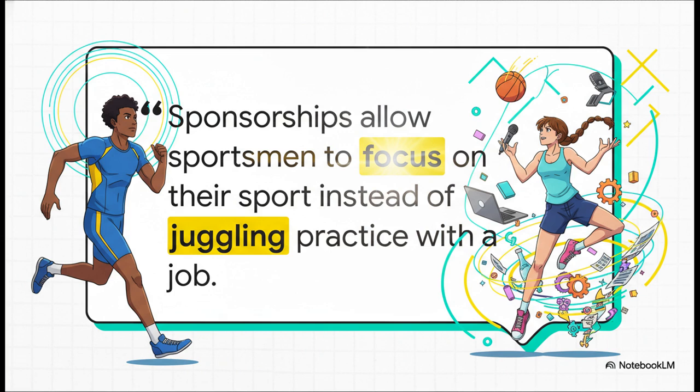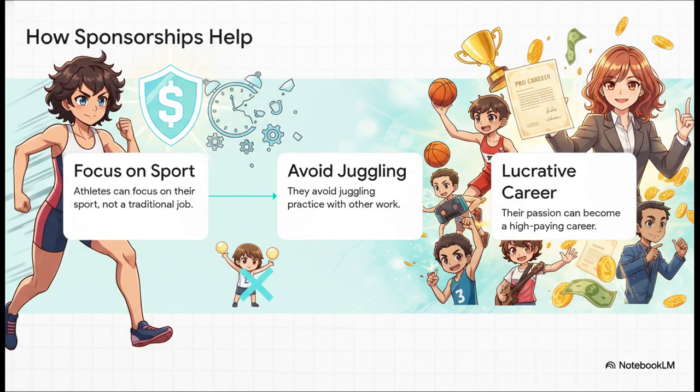Juggling, what a great word. It immediately makes you picture someone struggling to keep everything in the air. It's so descriptive. So you see the clear logic here, right? The writer is building a chain of events. Sponsorships let athletes focus, and that focus lets them turn their passion into a lucrative career. That phrase, lucrative career, is just perfect. It's a high-level collocation that examiners love to see.